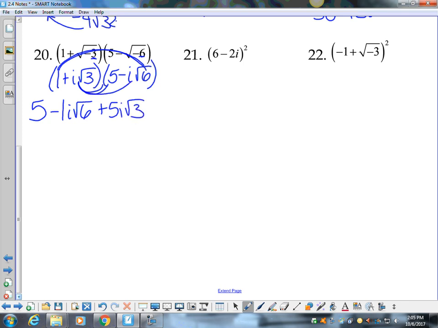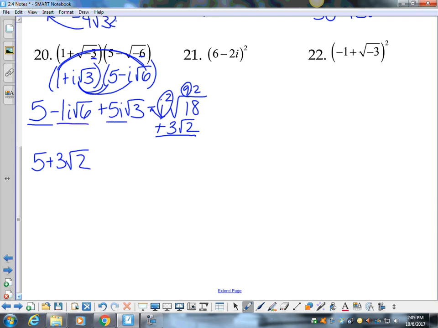Okay, then this, careful, is going to give me a negative i squared root 18. i squared is going to make that negative a positive. 18 is 9 times 2, so that makes it 3 root 2. Okay, this one's real and this one's real, but they're not like terms. And these are both imaginary, but they're not like terms. So I can't add them together.